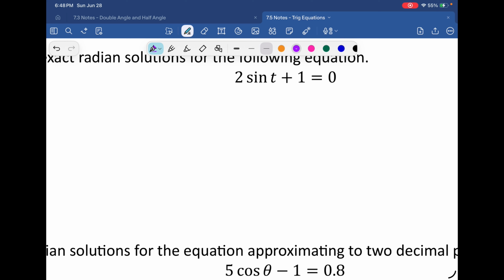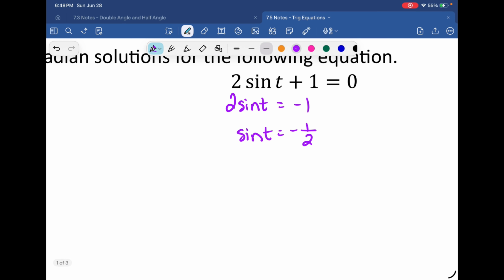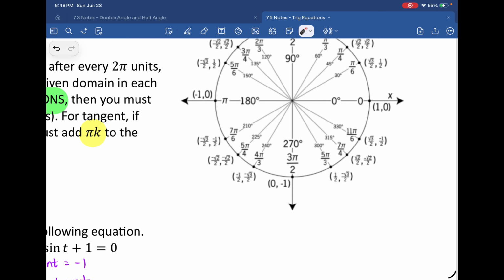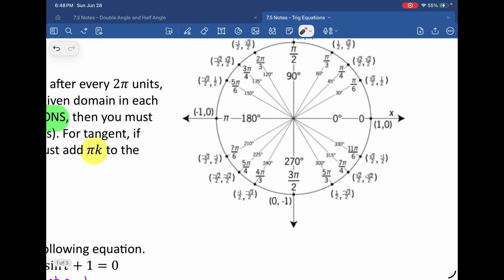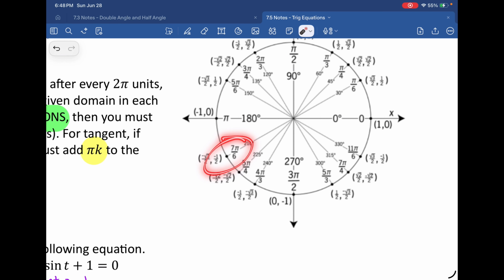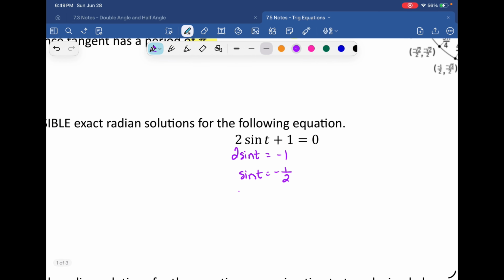Okay, let me explain what I mean by that. We're going to solve this equation, sort of like what we do for a quadratic. I'm going to subtract the 1. I'm going to divide by 2. And then I'm going to think to myself, what angles on the unit circle produce a y value of -1/2? Well, we've got the unit circle here if you really need to use it. Y values of -1/2 are down here in quadrant 3 and 4. That's going to be 7 pi over 6 and 11 pi over 6. So T could be one of those two answers.